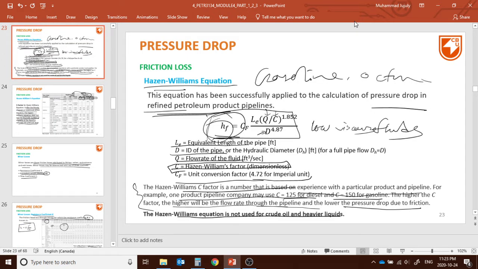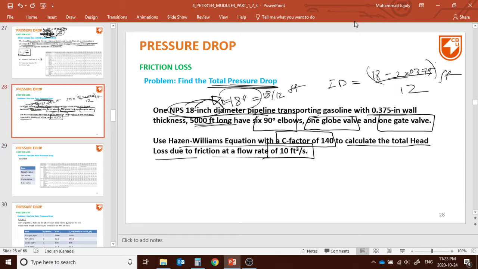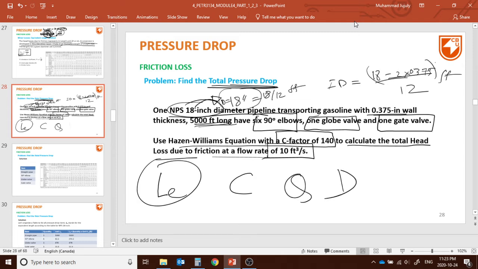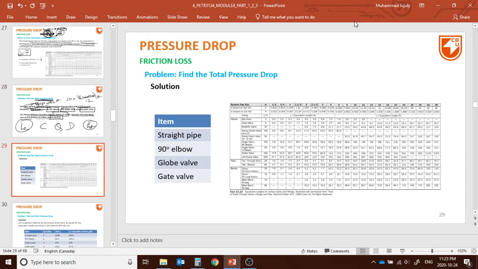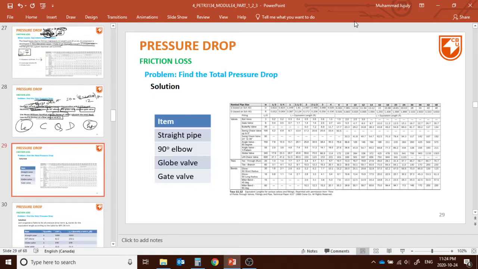So what are the unknowns? The Q, C, L_e, D, and there is a conversion factor. The first thing we need to calculate is the L_e, or the equivalent length, and then we know the C, we know the Q, and we know the D, so we can easily calculate the h_f using the Hazen-Williams equation. Okay, so using this formula, let's calculate the total length, the total equivalent length at first.